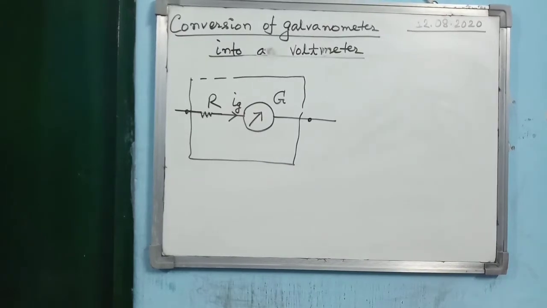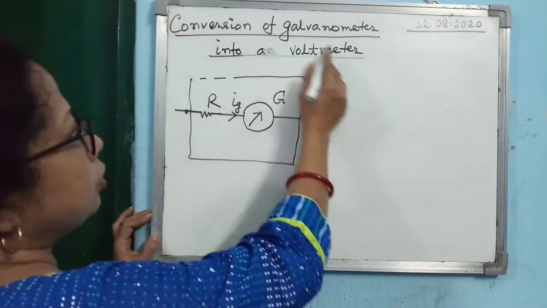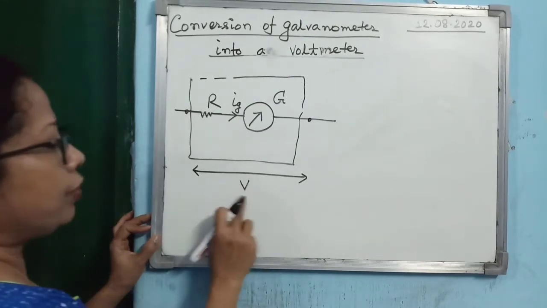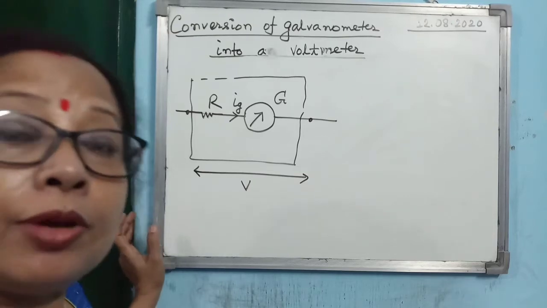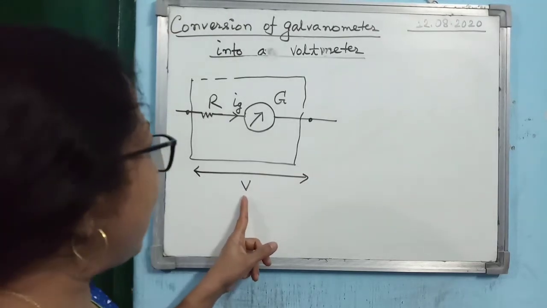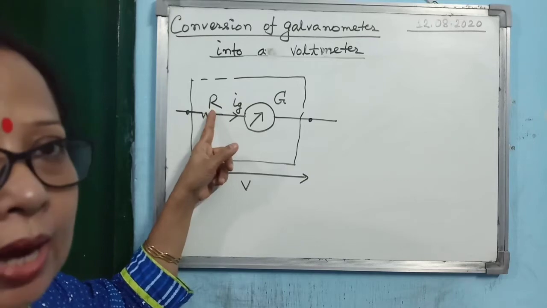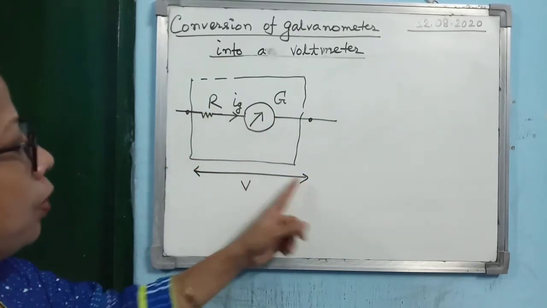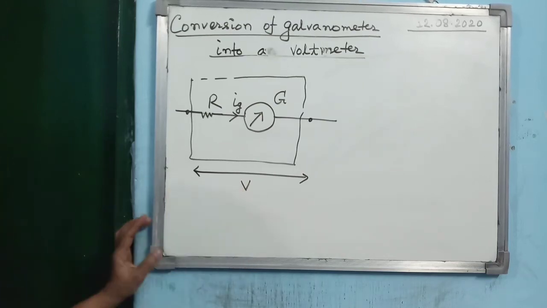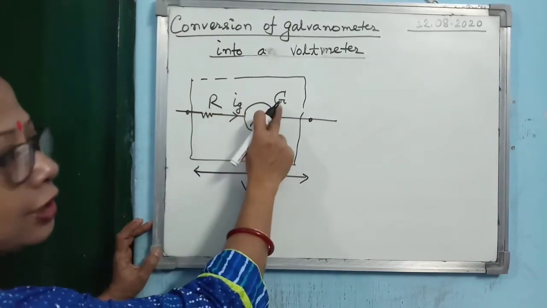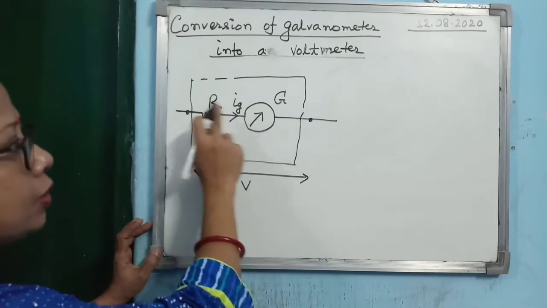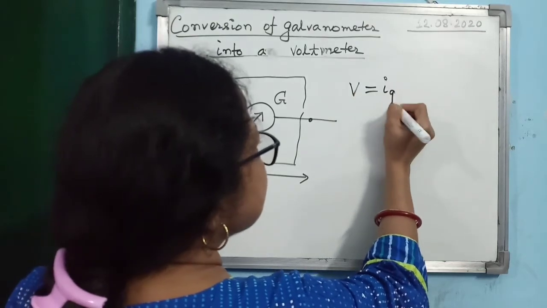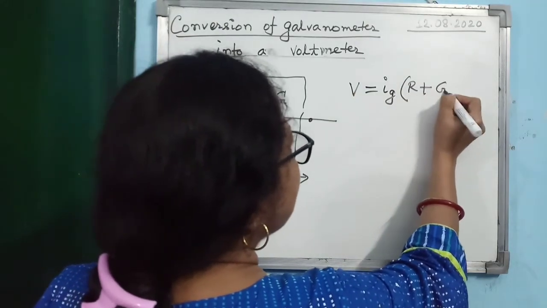Now suppose you want to convert a galvanometer into a voltmeter which can measure a maximum potential difference of V. Then depending on the value of V, how do you choose the value of R? Let us apply our concept of physics. If you consider these 2 points, the potential difference is V. R and G are connected in series, so the total resistance is R plus G. So V you can write as Ig into R plus G.